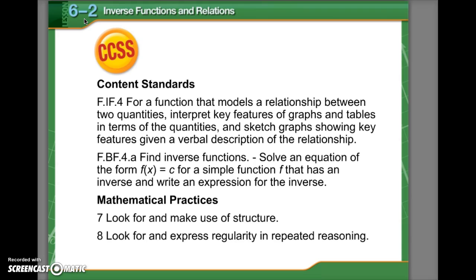And the mathematical practices that we'll be focusing on are to look for and make use of structure and look for and express regularity and repeated reasoning. So this all comes back to looking at patterns, following the same process over and over again, and then looking at the structure of the problem.